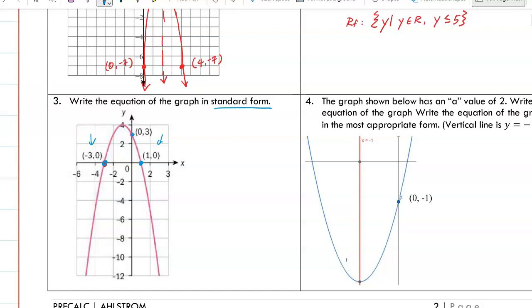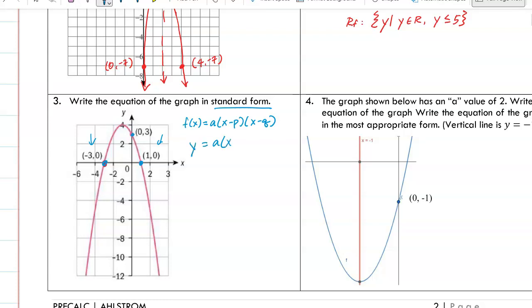could be solved out, or it could be multiplied out as a standard form. So I'm going to start with my intercept form, x minus p, x minus q, and then go ahead and change that to y. I'm going to need that later.